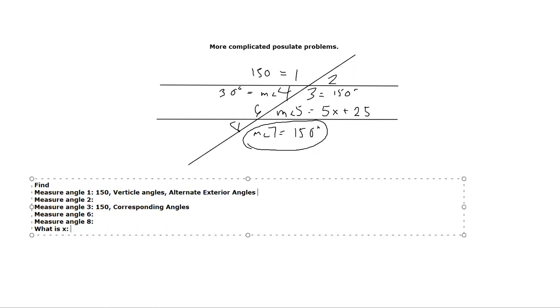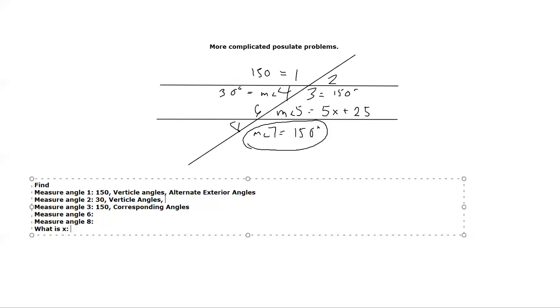Okay, we still got to figure out what measure angle 2 is. Now, I could say that measure angle 2 and measure angle 4 are vertical angles, right? If we know that measure angle 4 is 30 degrees because of the given, we know that it's 30, and we know that they're vertical angles. We also know that measure angle 2 and measure angle 1 are right next to each other. They're adjacent, and they make up a line, which means that measure angle 1 plus measure angle 2 equals 180, and 180 minus 150 equals 30, right?